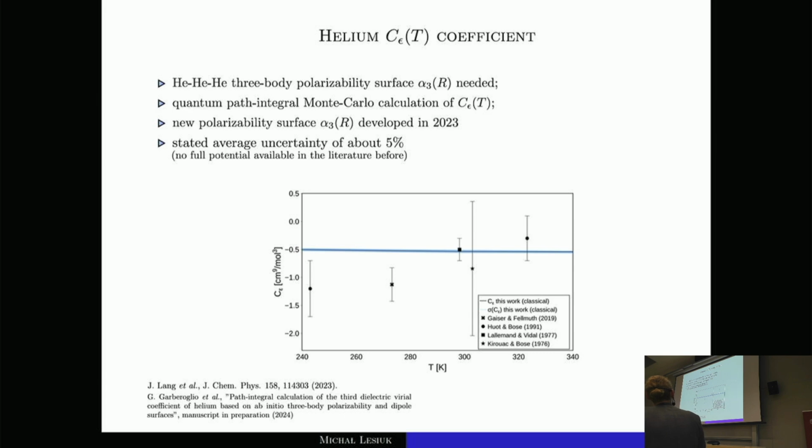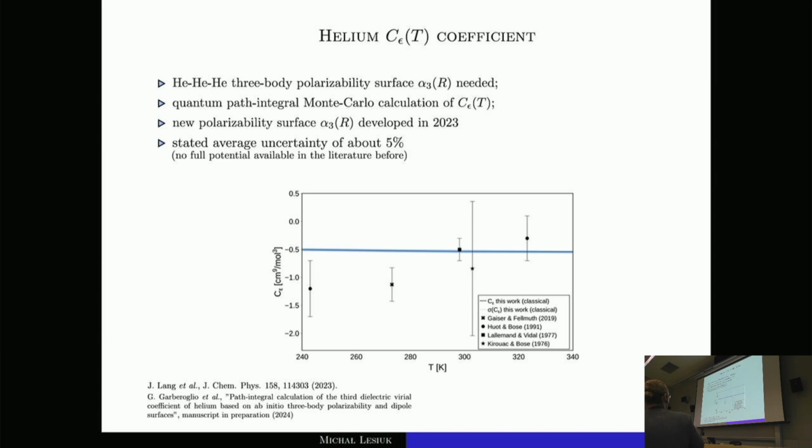Next, the challenge was the electric virial coefficient. You need three-body polarizability for that. Last year, together with the potential, we also developed a polarizability surface. And in this graph, you can see this blue line is essentially our result, and shaded in blue is the uncertainty of our data. And the experimental results are scattered somewhere here.